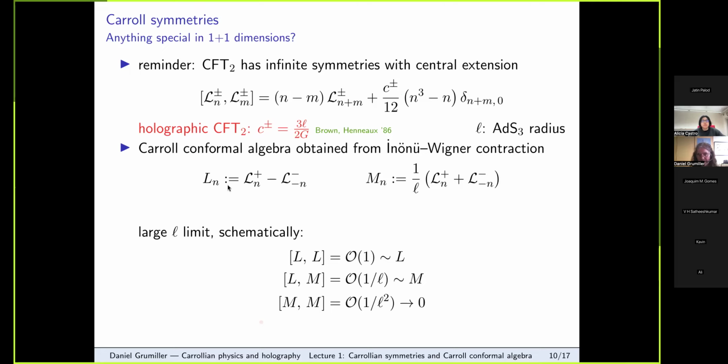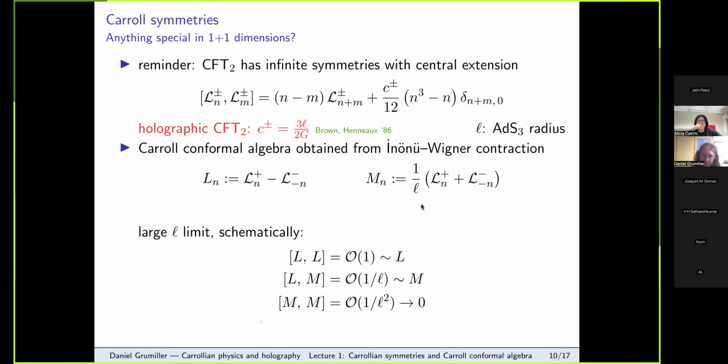You can obtain the Carroll conformal algebra in 1+1 dimensions from an Inönü-Wigner contraction of this Virasoro algebra. You first linearly recombine the generators in this way. The superrotations, if you allow me to call them that, I label as L_n, and they're given by the difference of the Virasoro generators, where I also put the minus sign in the second index here. And the supertranslation generators are the sum of the Virasoro generators, again with a minus in the second index, but rescaled by a factor 1 over L. The intention is to send the AdS radius to infinity. So this is a singular limit, a singular contraction of this algebra.